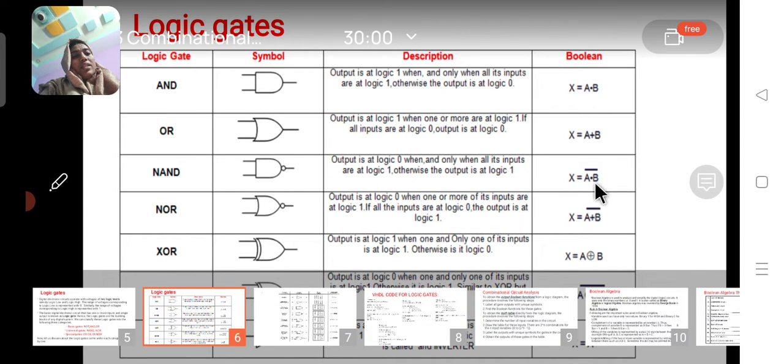This is the Boolean expression: x equals a dot b, whole bar, so a dot b complement. The complement of the AND gate is the NAND gate. The complement of the OR gate is the NOR gate.